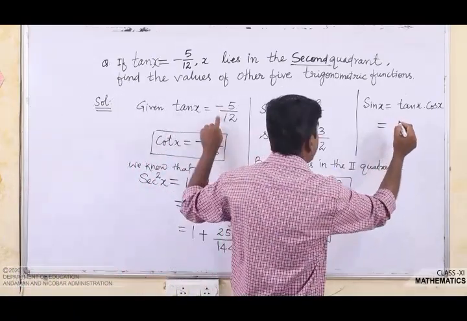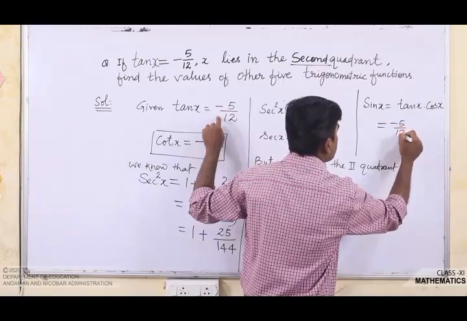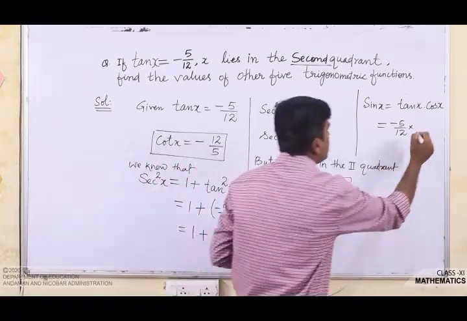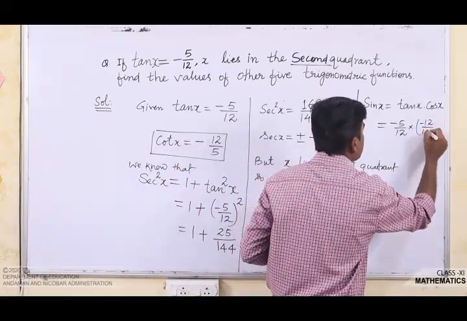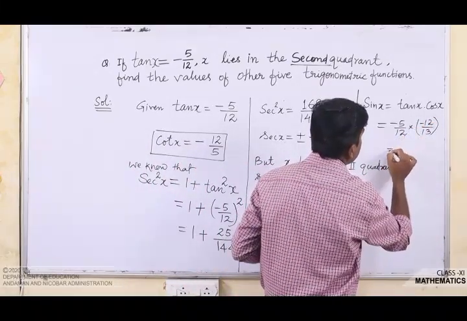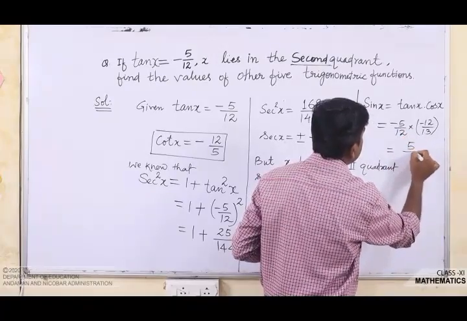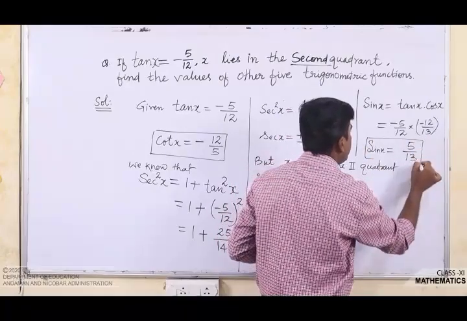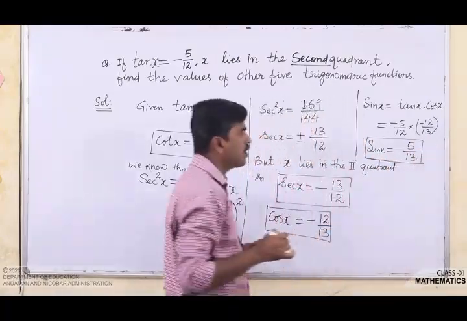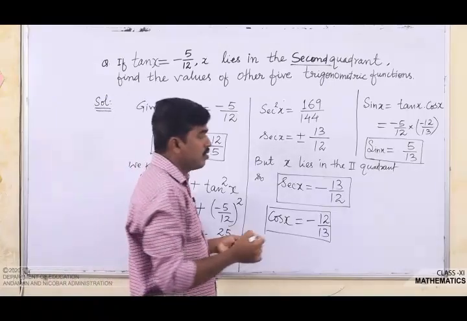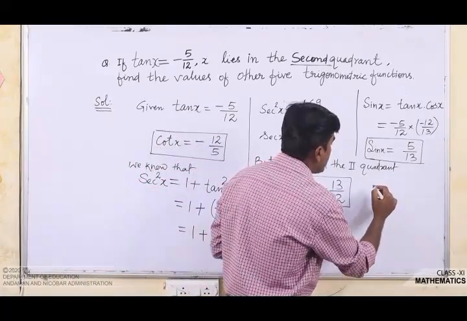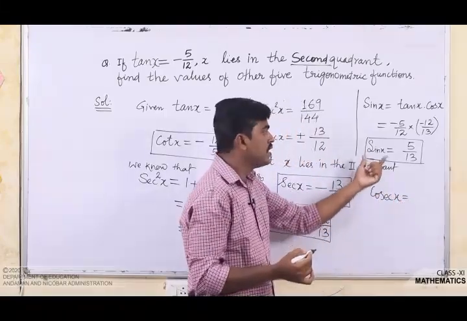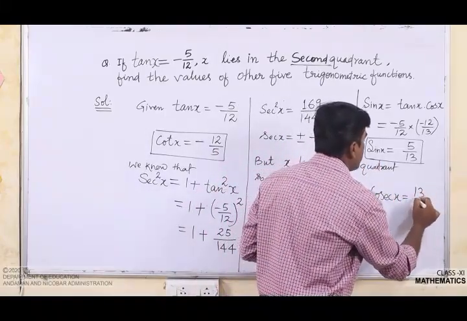So the value of tan x is minus 5 by 12, into the value of cos x, that is minus 12 by 13. So 12 will be cancelled out, minus minus plus, it is 5 divided by 13. So the value of sin x is 5 upon 13. Now only one trigonometric function is left, that is cosec x. That is very simple. Cosec x is the reciprocal of sin x, that is 13 upon 5.